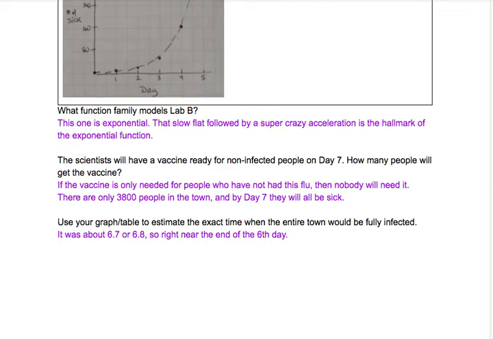It's too late. There are only 3,800 people in this town, and by day 7, they will all be sick, and it will be spreading to their neighboring towns. So there'd be no purpose in a vaccine for this town. Of course, the vaccine would be useful for people outside of this town, but not here. Using my table to estimate, because my graph I just couldn't make big enough, it looks like it's around 6.7 or 6.8 when 3,800 people are infected. So somewhere near the end of the 6th day is when the whole town would be sick.